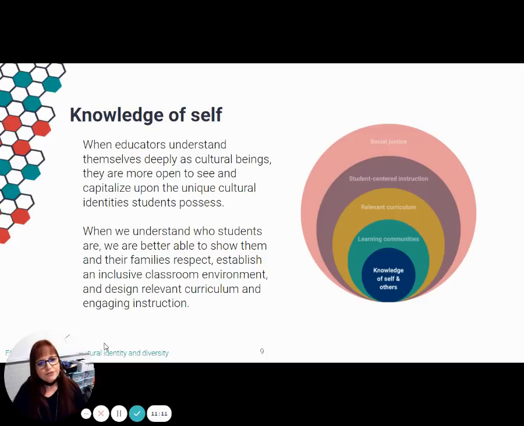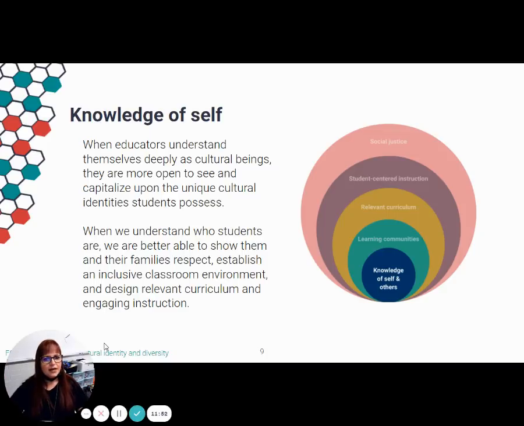Regardless of the external factors that impact a student's life, the adults who interact with students are the most powerful influence in their school lives. Good teaching begins with you. To provide good teaching, an educator must have a background with knowledge of oneself and others, learning communities, relevant curriculum, student-centered instruction, and social justice. The inside part of the circle is the first part, as I mentioned. One can't learn about their community, curriculum, instruction, or social justice without first starting with the knowledge of oneself.